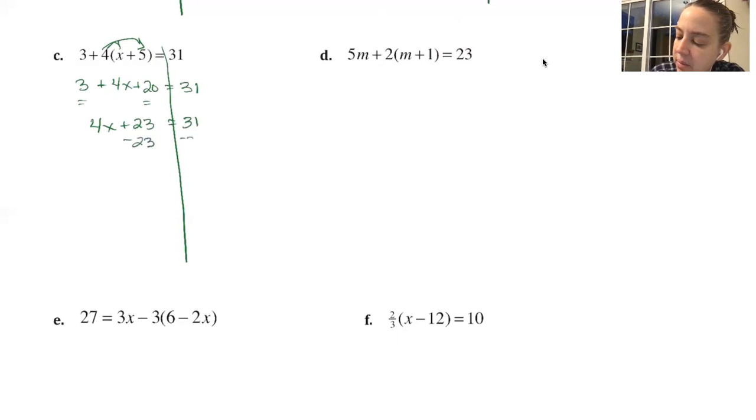Subtract 23 on both sides. 4x is equal to 8. Let me think about that. Divide both sides by 4. X is equal to 2.